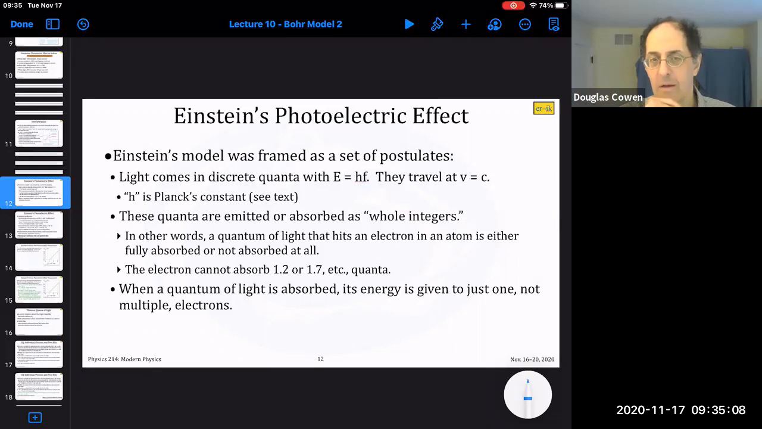And Planck's constant, you can find more information about that. It's a very important constant, but we don't have time to cover it in detail here, but it's discussed in the text.